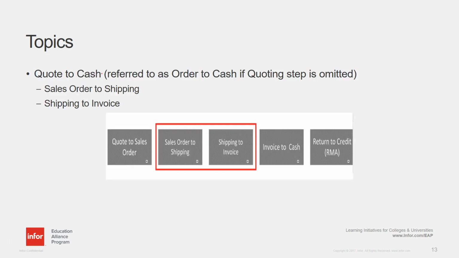Our first lesson, lesson 2, is quote to cash. There are 5 activities that you can complete in quote to cash. We're covering 2 of those activities. We will cover sales order to shipping and shipping to invoice. Those 2 business processes from quote to cash are the 2 business processes that we will cover in lesson 2.